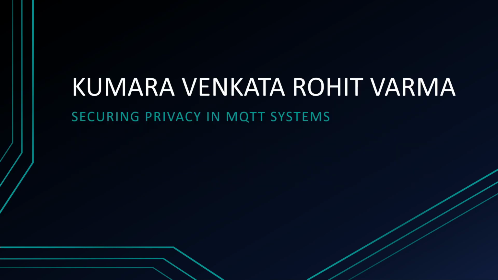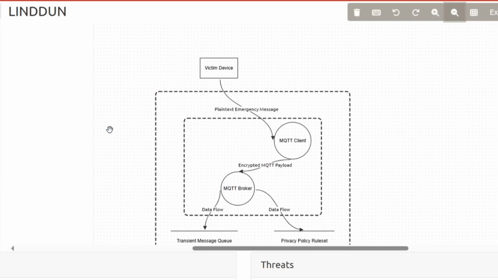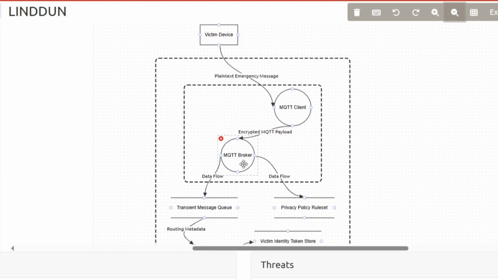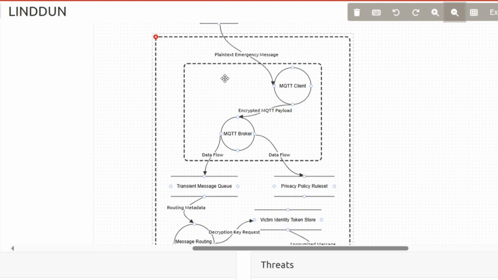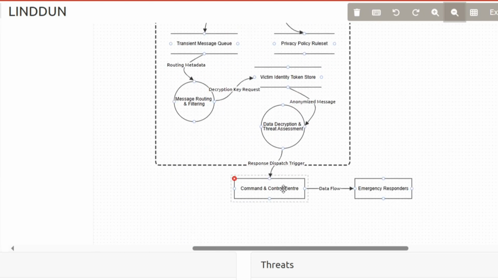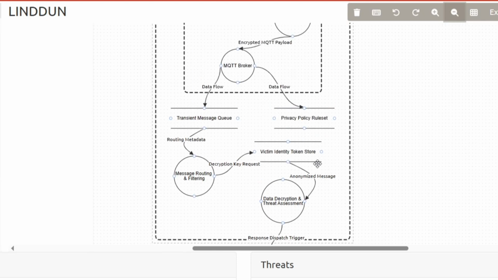I'll also show you here the data flow diagram of our system. It includes the victim device, which we use as the publisher, and we also have the MQTT broker, which is also the drone. We also have the command and control center as our subscriber right here, and we also have data stores like message queue, transient message queue, and identity token store.